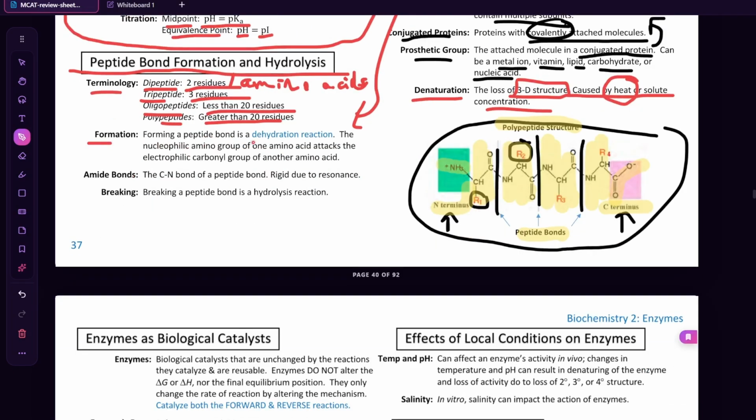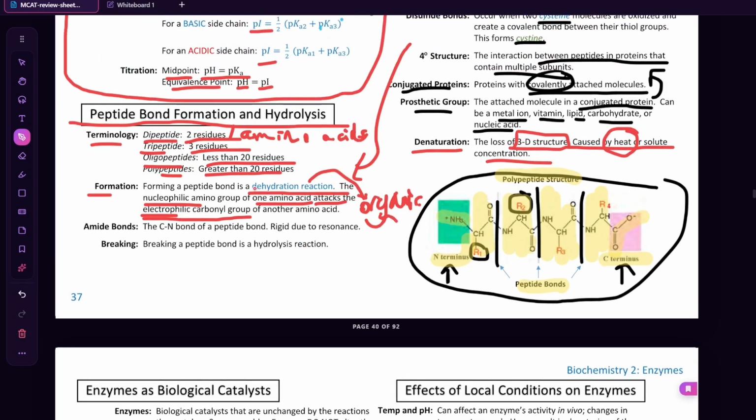So forming a peptide bond is a dehydration reaction. The nucleophilic amino group of one amino acid attacks the electrophilic carbonyl group. If you don't know how that works, then you need to go review organic chemistry. These terms, nucleophilic and electrophilic, are from organic chem, so go back and review your organic chem for learning about dehydration reactions.